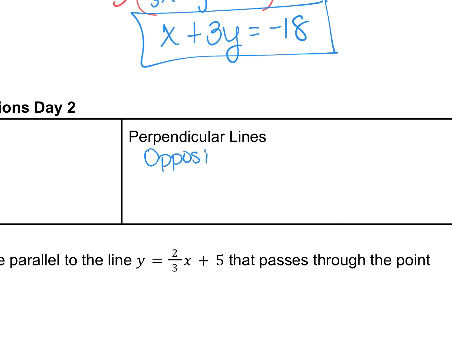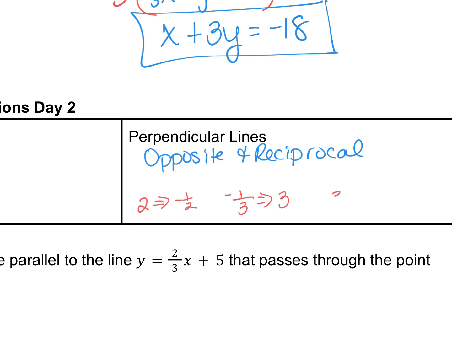They have opposite and reciprocal slopes. So what do I mean by that? An example: if I had 2, the opposite reciprocal of that would be negative 1/2. If I had negative 1/3, the opposite reciprocal would be positive 3.